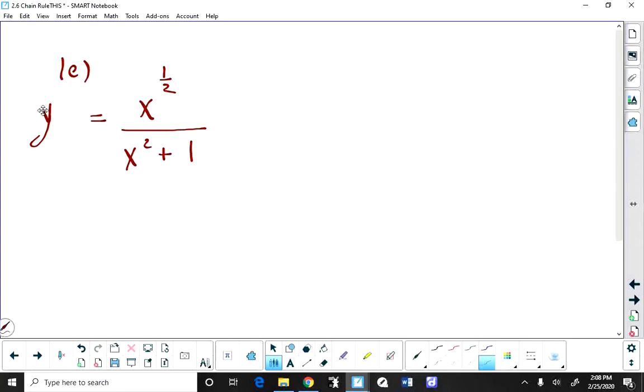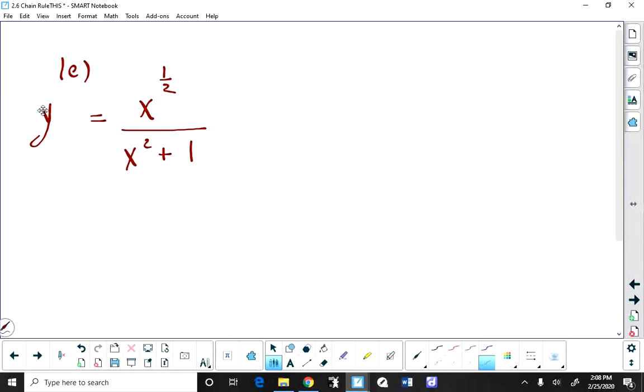There's no way that I could even rewrite that in some fashion so I could avoid the quotient rule. There's a way where I could bring that entire bottom to the top and write it as a -1 for an exponent, but you don't know how to differentiate that. We're going to learn that today.